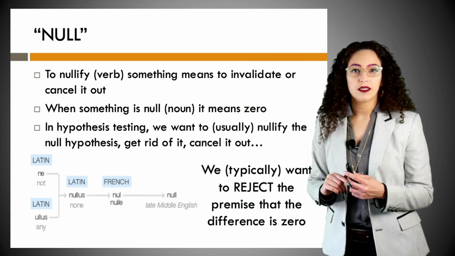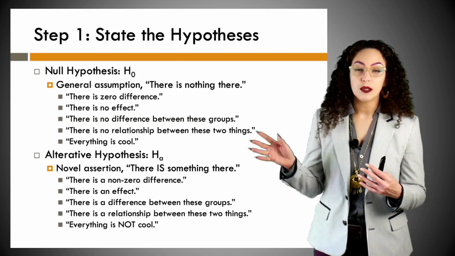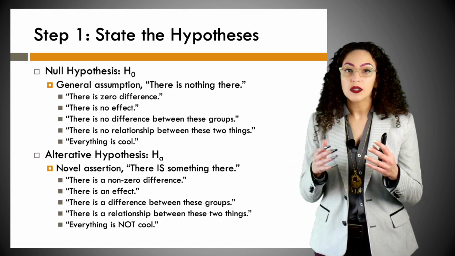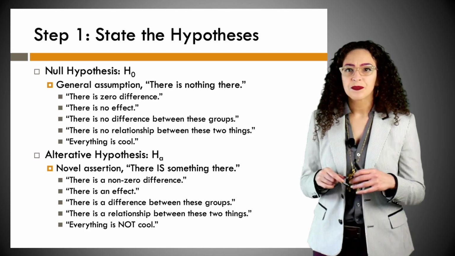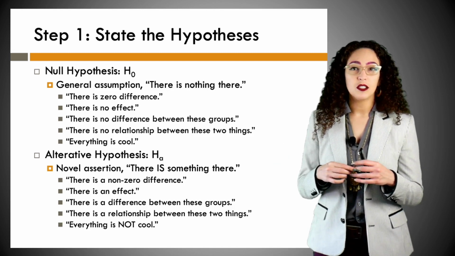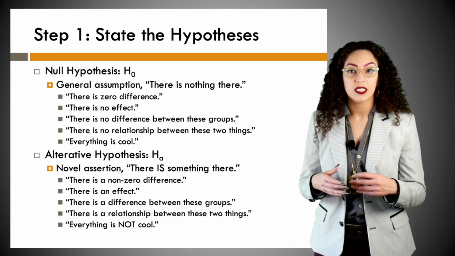Good stuff. So the general assumption of the null hypothesis is that there's nothing there. There's no difference, there's no effect, there's no relationship between these two things, there's no difference between the groups, and everything is cool. The alternative hypothesis is usually the novel assertion that there is something there. There is a non-zero difference. There's an effect.